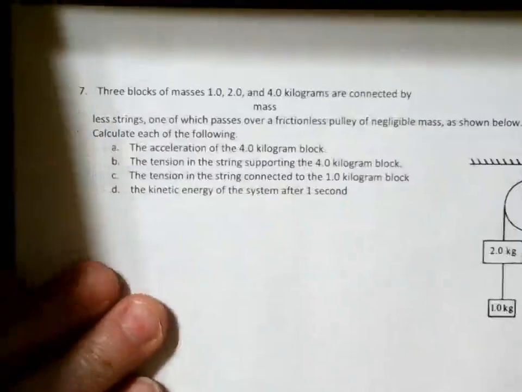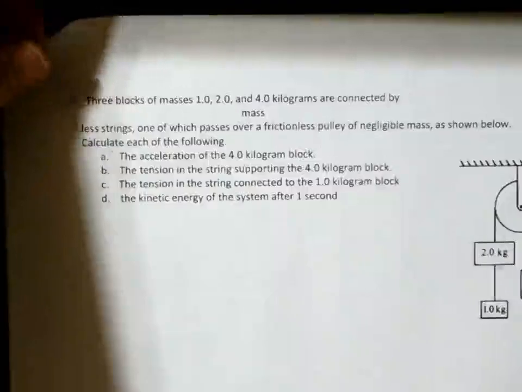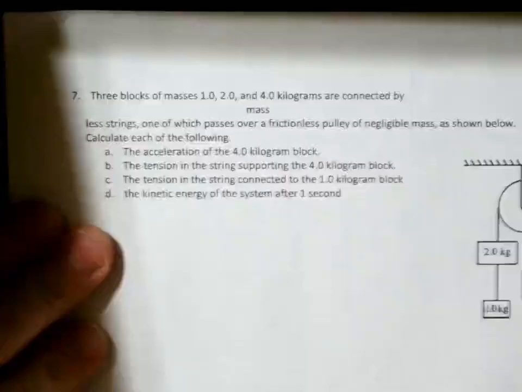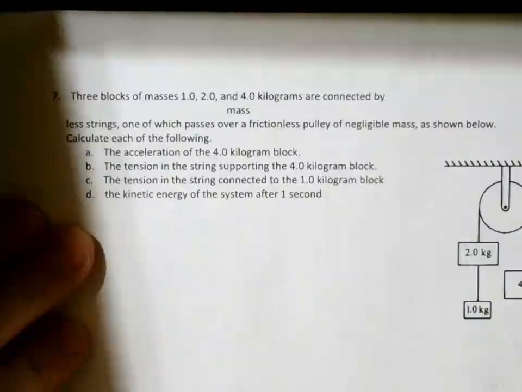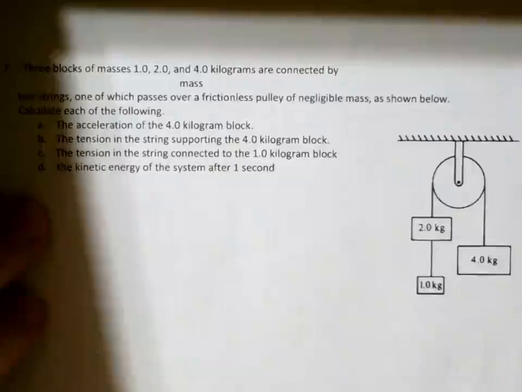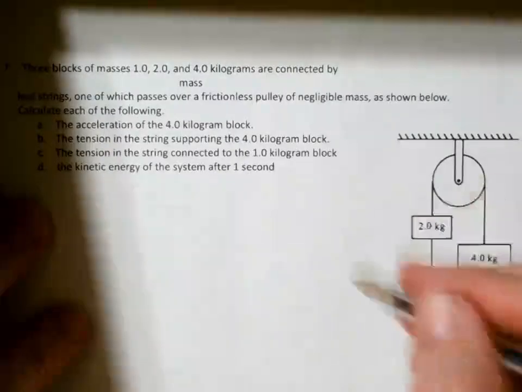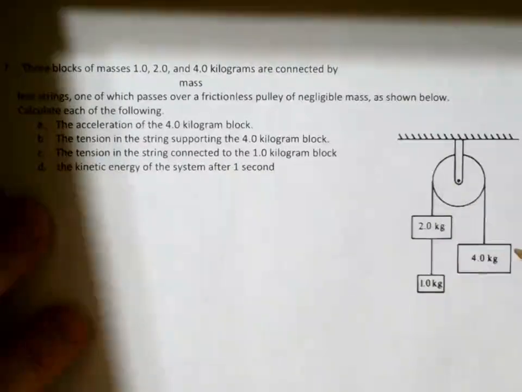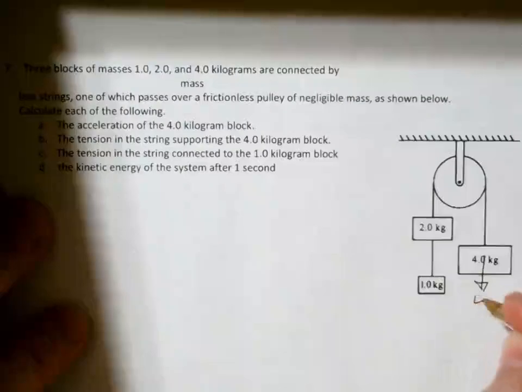All right, here is question 7, and the next question 8 is pretty easy, but this question is pretty tough. They want to know the acceleration of the 4 kilogram block. All of it's accelerating at the same rate, so it's really asking what's the acceleration of the system. Always start with a free body diagram.